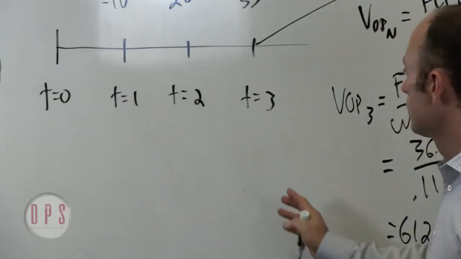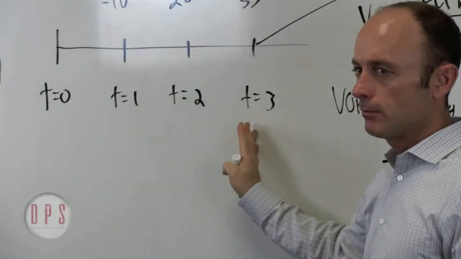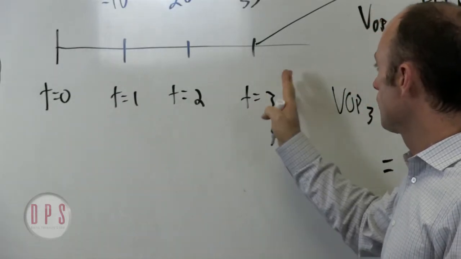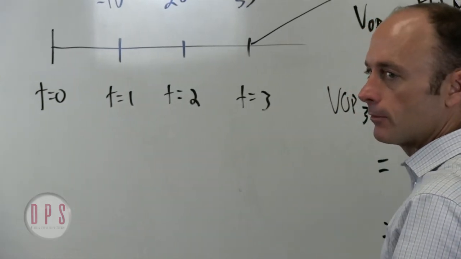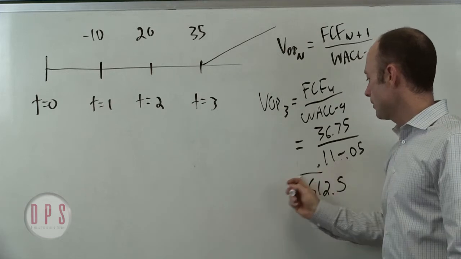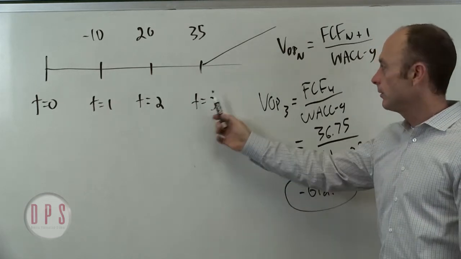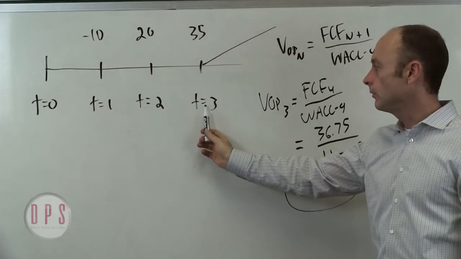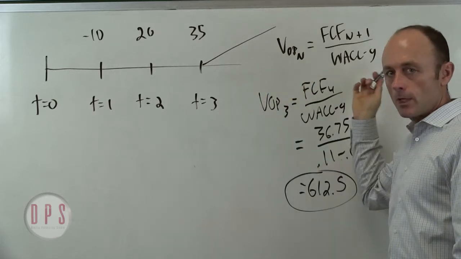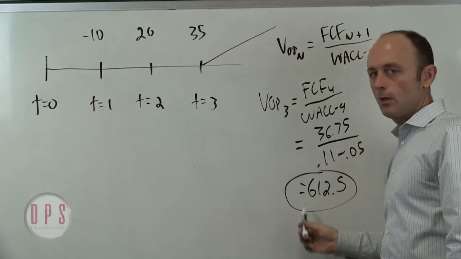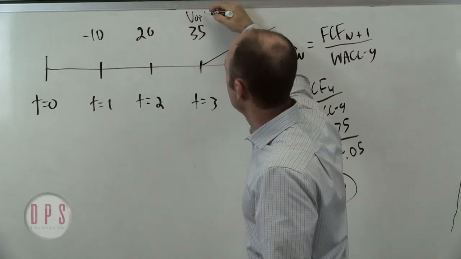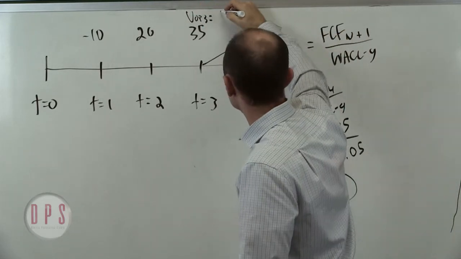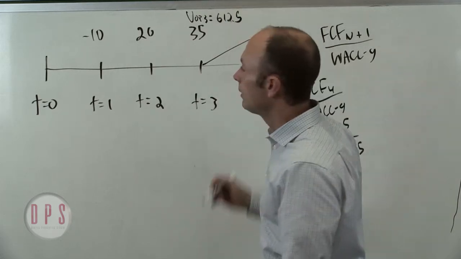So in other words, when we assume free cash flow is going to grow at 5% to t equals 4, to t equals 5 and beyond forever and ever, this number tells us that the present value at t equals 3, the present value of all those future free cash flows, is equal to 612.5. So value of operations at period 3 is equal to 612.5 million.